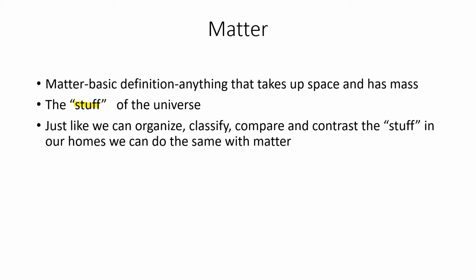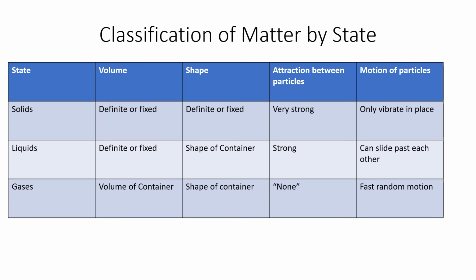And just like all the other stuff in our homes, we can organize, compare, contrast, and classify different types of stuff with other stuff. So that's what we're doing with matter. We want to look at comparing and contrasting some different types of matter. And the first way we have of classifying matter is what state of matter are we dealing with?